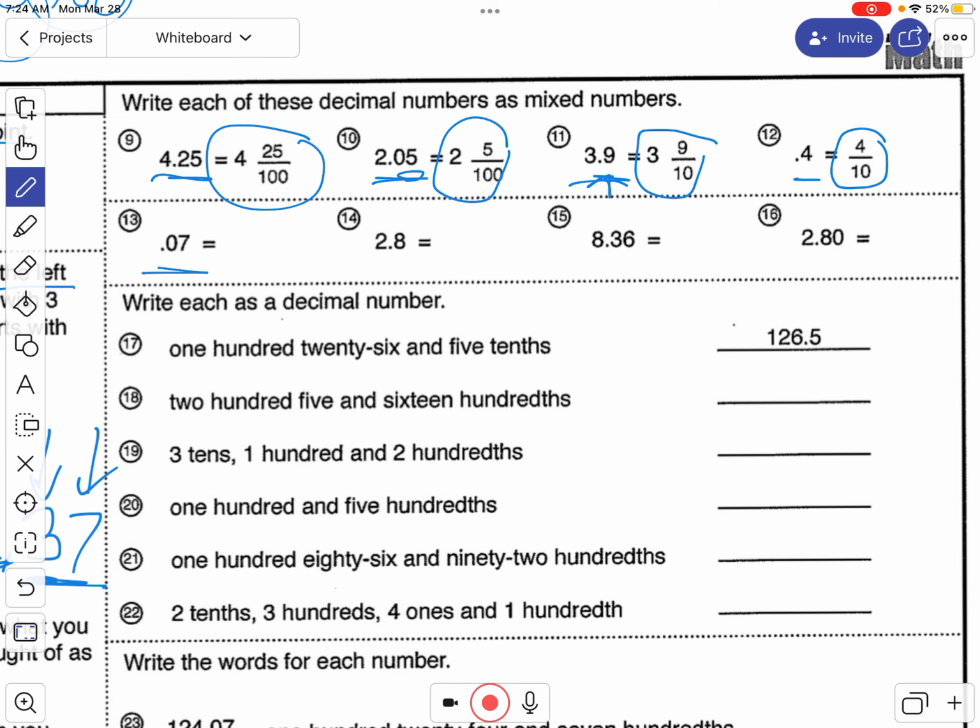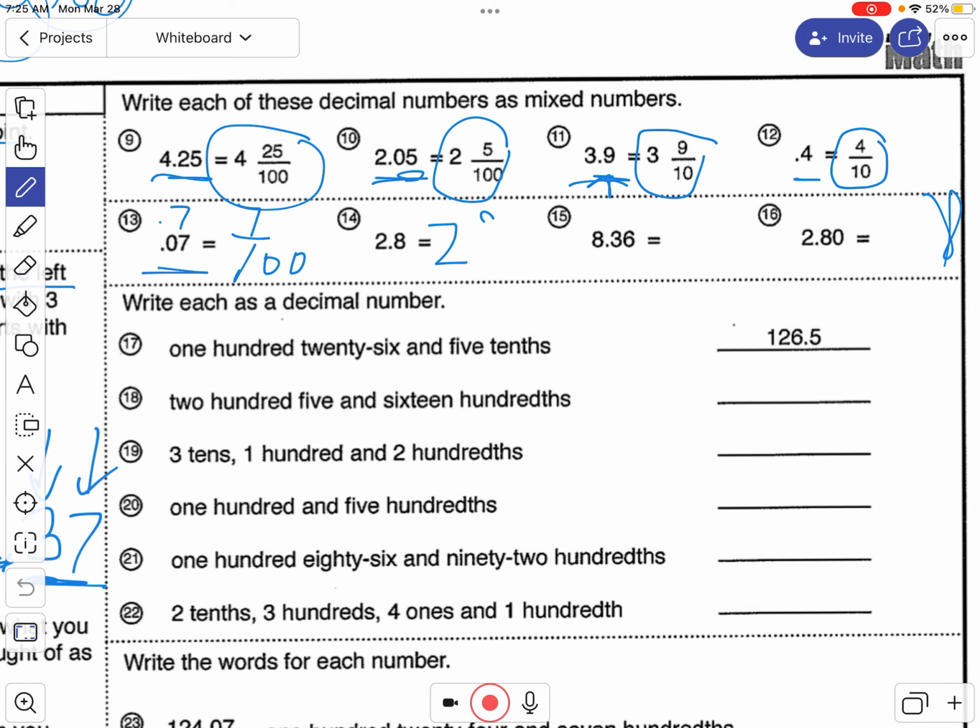All right, you try to write number 13. Why don't you go ahead and do up to 16? Pause the video, turn it back on after you have those answers. So 7 hundredths is the way you say that one, 7 out of 100. You should have written that, not 7 tenths. 7 tenths would be 0.7.